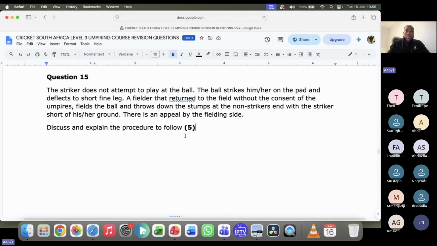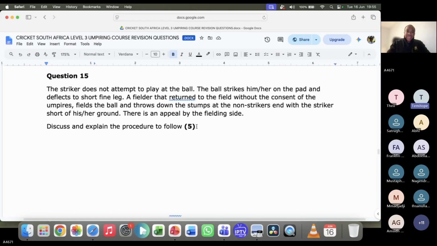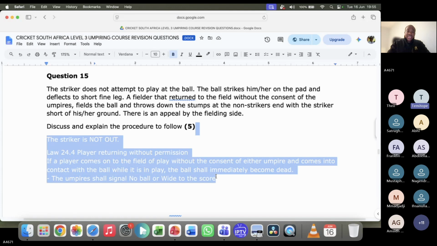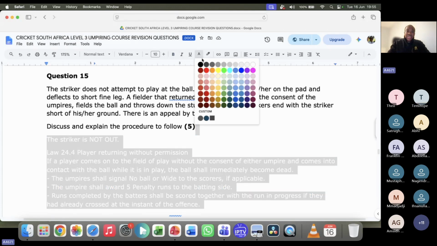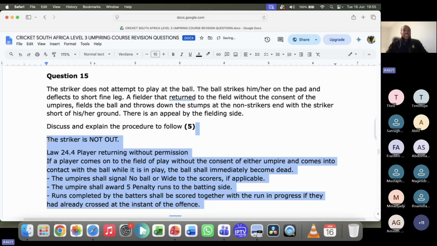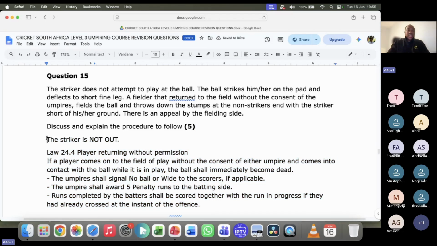Okay, why would the batter not be out, Temitope? The batter will not be out because the ball is supposed to be a dead ball. Immediately the fielder that came in without the umpires' consent touched the ball, the ball becomes dead. So that way, there cannot be any dismissal. There we go. That's what I wanted to hear. Well done, Temitope. The striker is not out, so we've answered the appeal. Why is the striker not out?